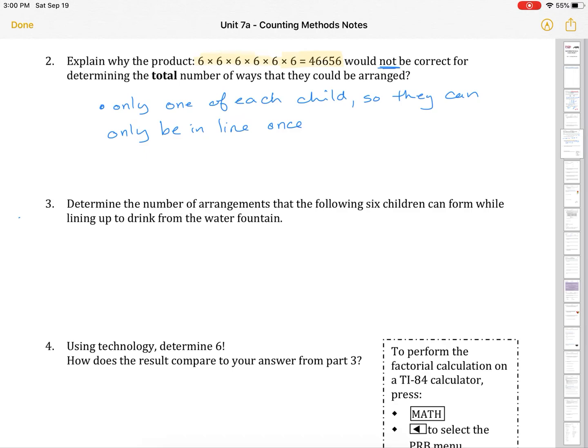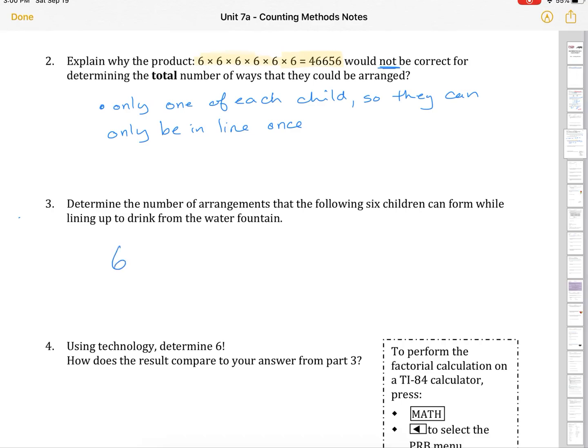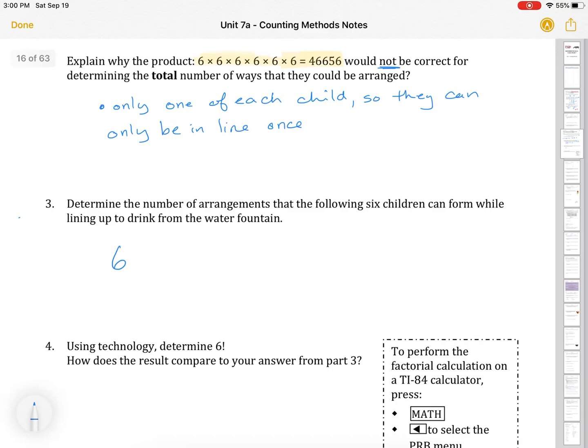Okay? Determine the number of arrangements that the following 6 children could form while lining up to drink from the water fountain. So if we use our fundamental counting principle, we think about that. The first kid to line up, there are 6 options, right? Because it can be any of the 6. Now, one of them has taken a drink. So the second, there are only 5 kids left to have a drink. So there's only 5 options.